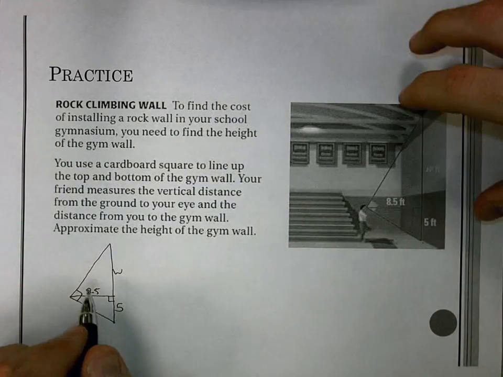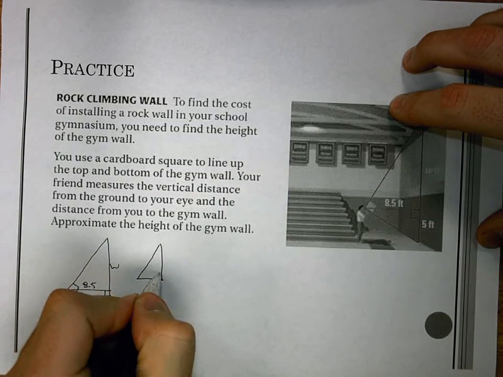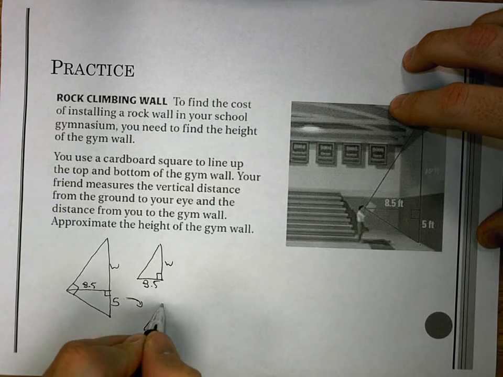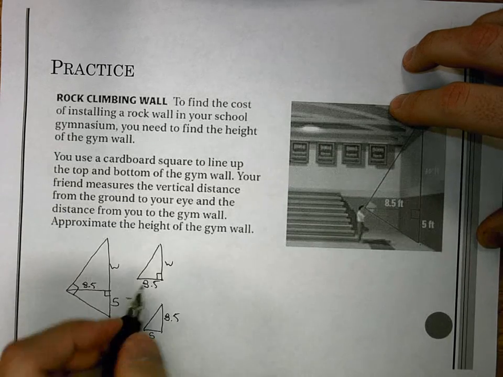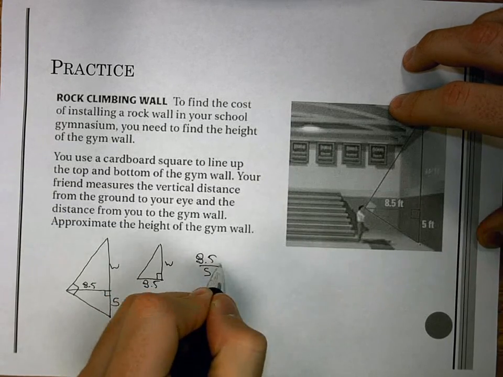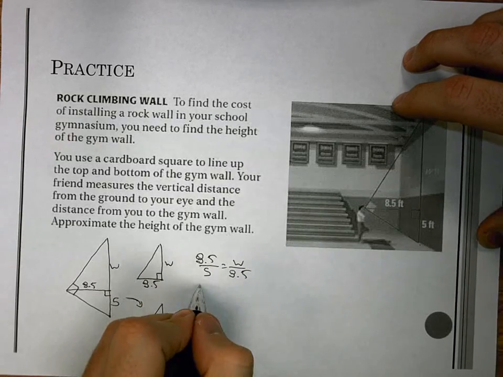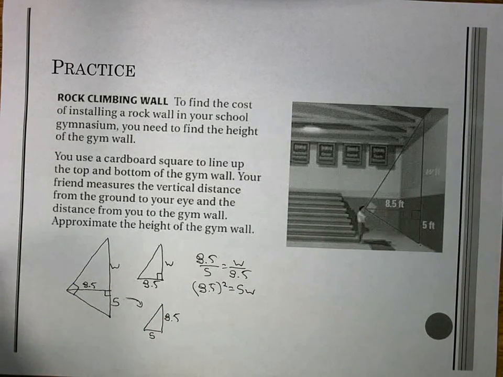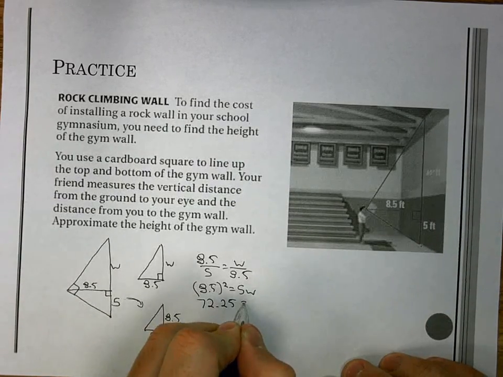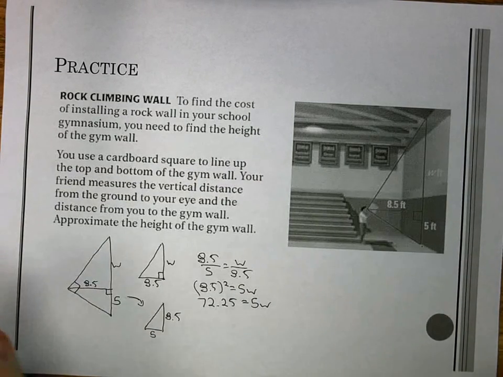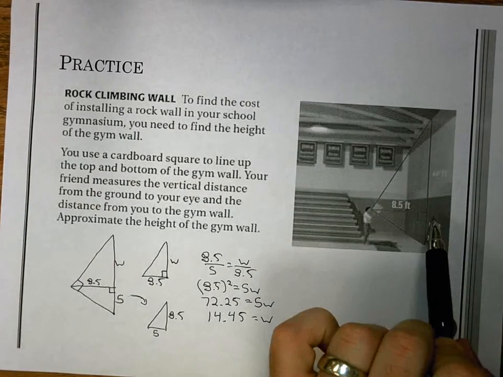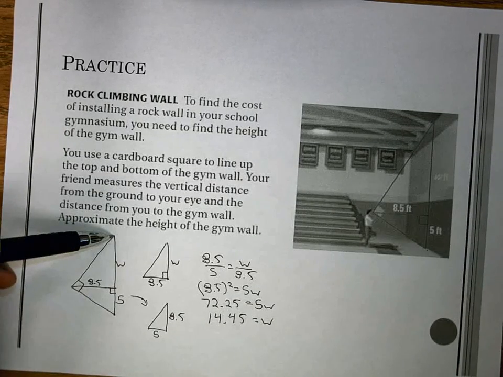But the 8.5 is in the top triangle, and it's in the bottom triangle if we rotate it. Now we can say 8.5 over 5 equals W over 8.5. Gives us 8.5 squared equals 5W. 8.5 squared is 72.25 equals 5W. Divide that by 5. We get 14.45 equals W. So that means the height from this point to the top is 14.45 feet.